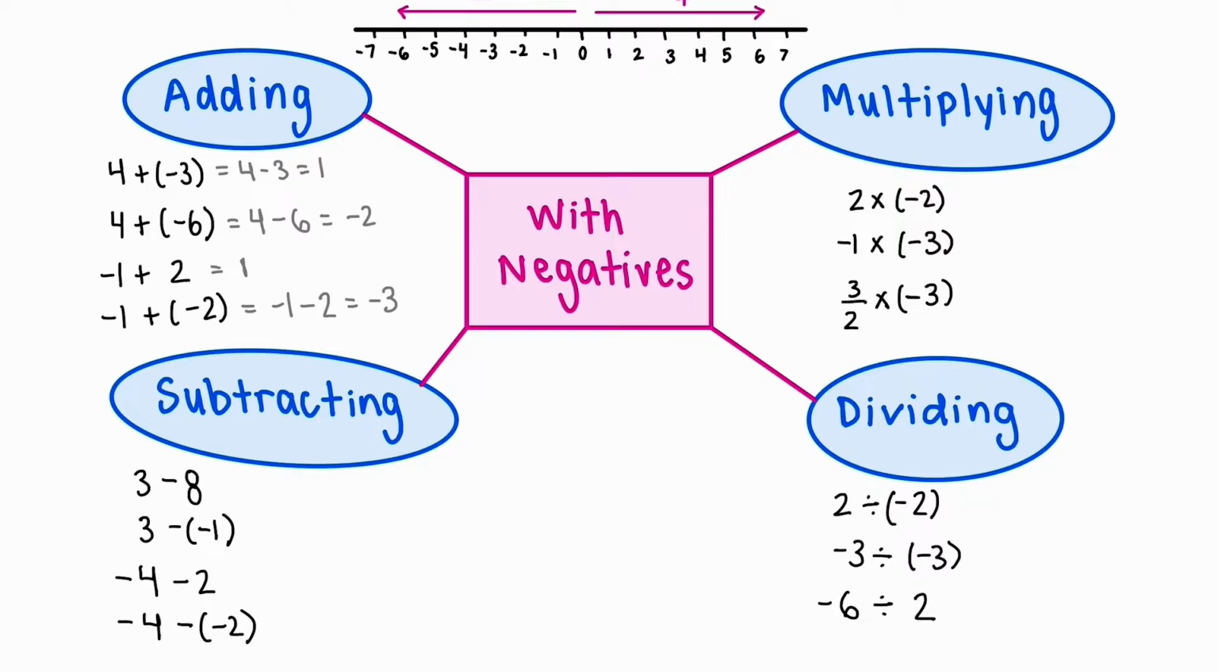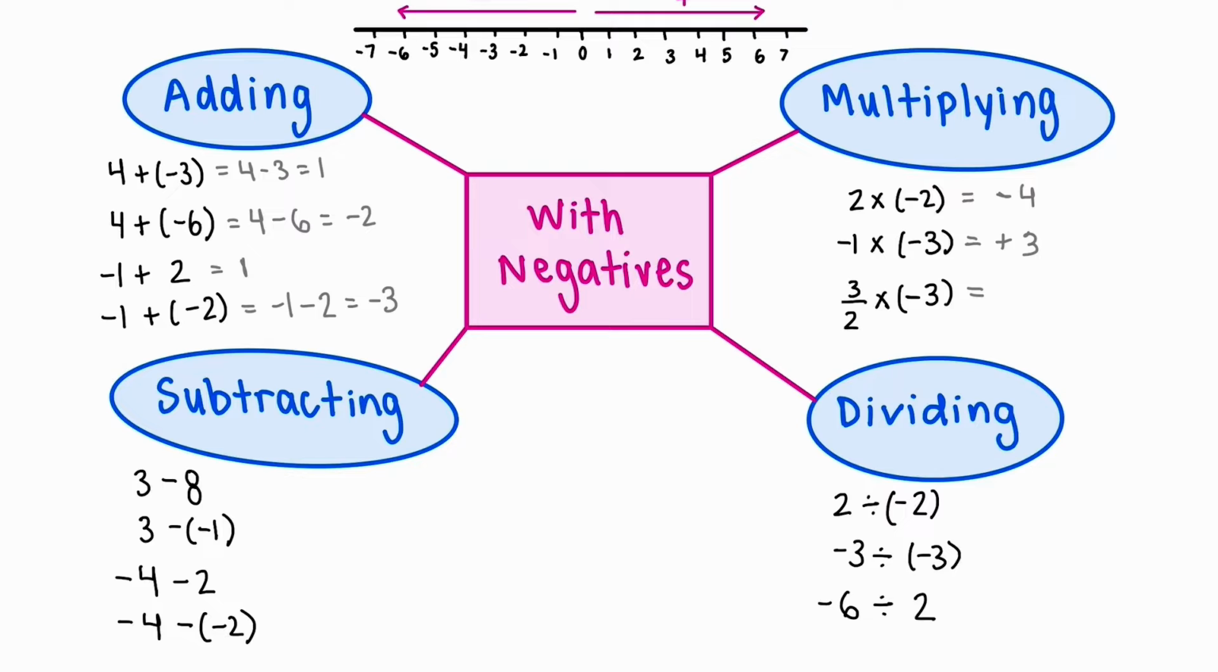Let's look at multiplication, which is slightly different. Here we have 2 times negative 2. We have one negative sign, so our answer is going to be negative. It's going to be negative, and then you just multiply the numbers. 2 times 2 is 4. So it's going to be negative 4. In this next example, we have negative 1 times negative 3, 2 negatives. And 2 negatives make a positive. And then you just multiply the numbers. 1 times 3 is 3.